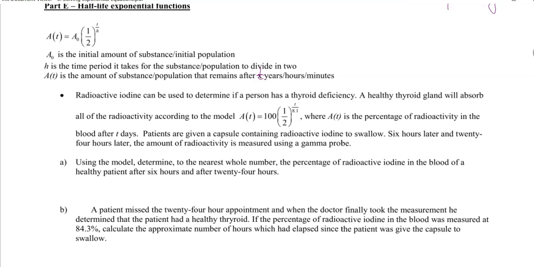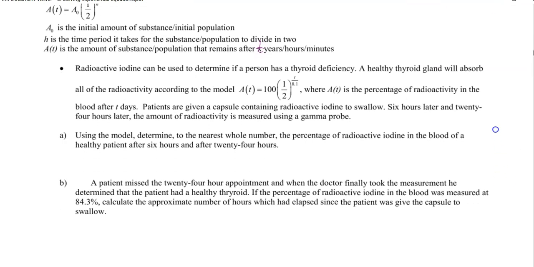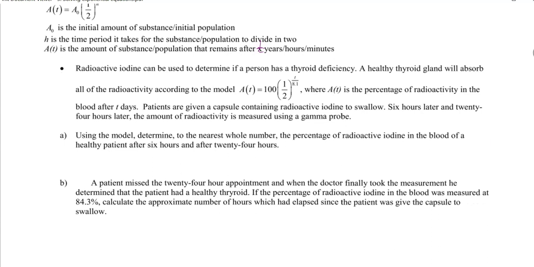So radioactive iodine can be used to determine if a person has a thyroid deficiency. A healthy thyroid gland will absorb all of the radioactivity according to the model A of t. But let's assume that it's not harmful radiation. So a healthy thyroid will absorb according to this model: 100 times 1/2 to the t over 8.1, where this is the percentage that would be in the blood after t days. So you start with 100%, and then it starts decreasing each day.